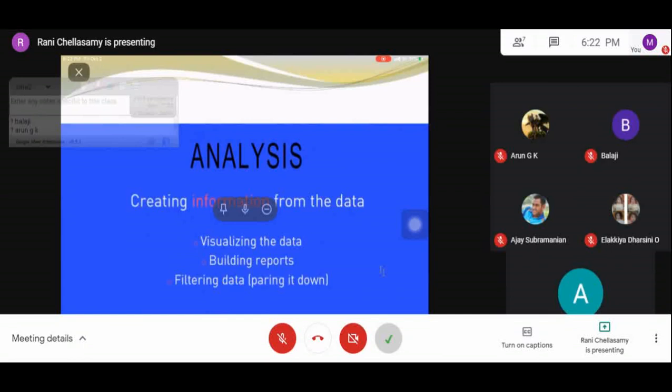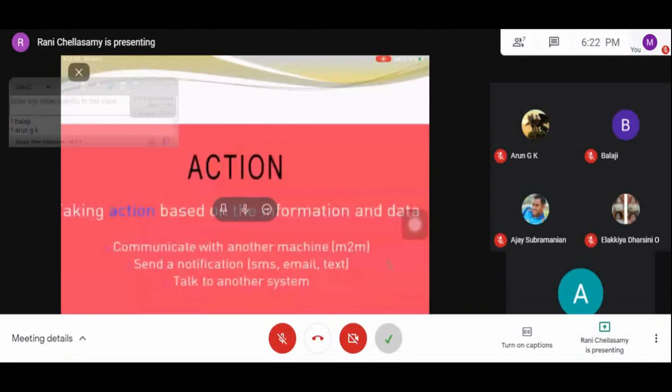That can be represented to the user in the form of a visualization or report generation, that is, building the report, visualizing the data, or filtering the data. That is the process after getting the analysis. Next one is action: taking action based on the information and the data. You have to react after generating the report. If the business is showing very low performance, then we have to set a goal to improve its performance.